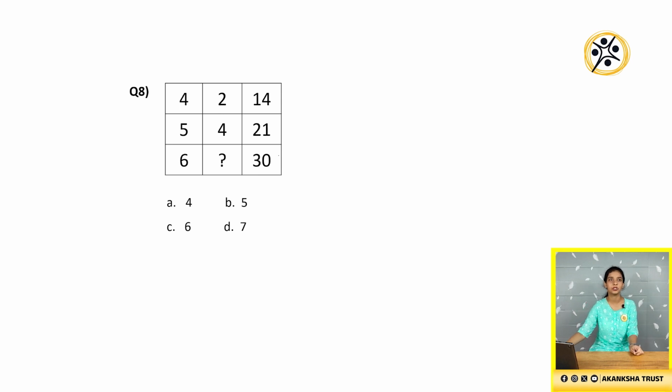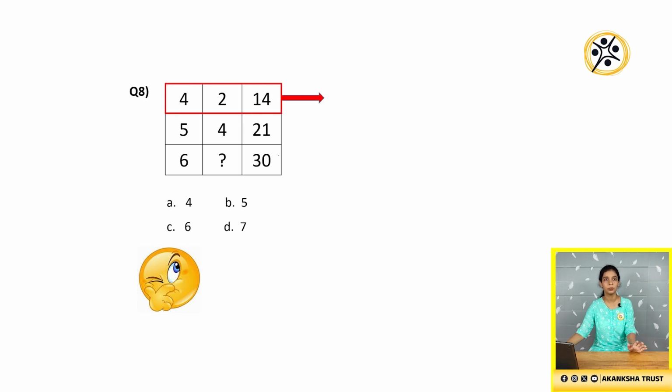Coming to the 8th question. So we have a missing row entry in the third row. Let us deduce a relationship in this matrix. We have first row entry, that is 4, 2 and 14. 4 square is 16, and when you subtract the second row entry, that is 2, from 16, you arrive at the answer 14. So that is the established relationship.